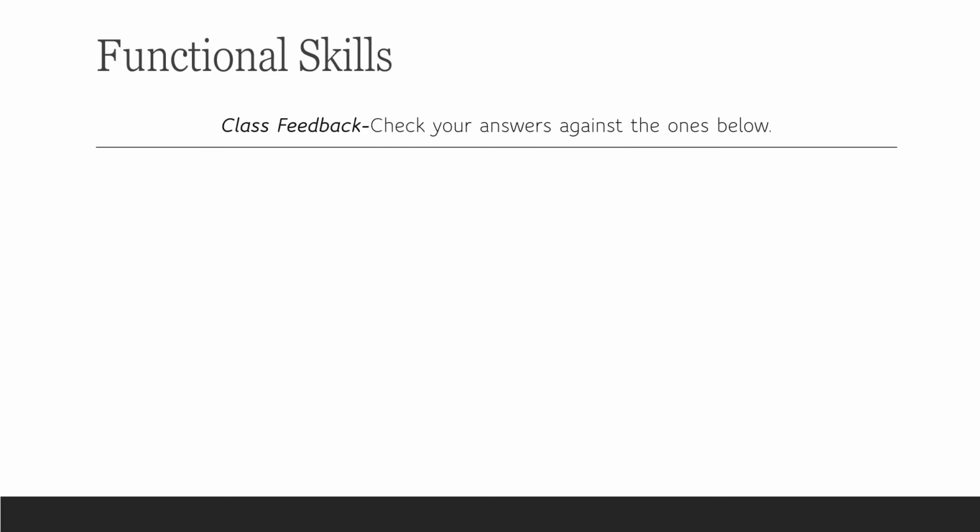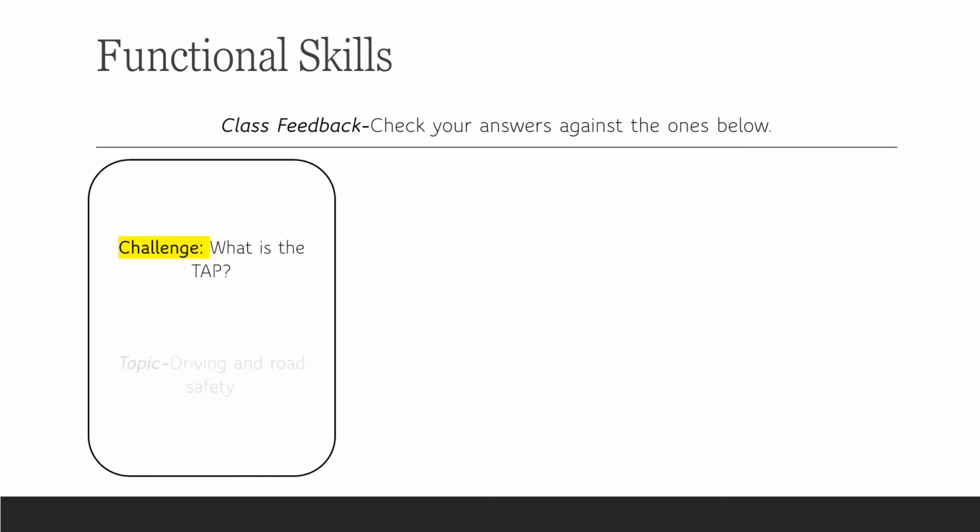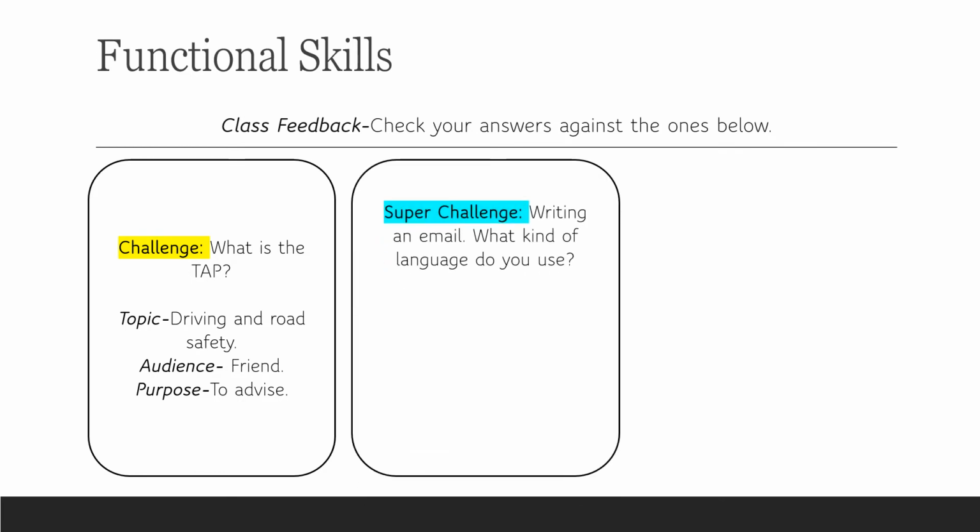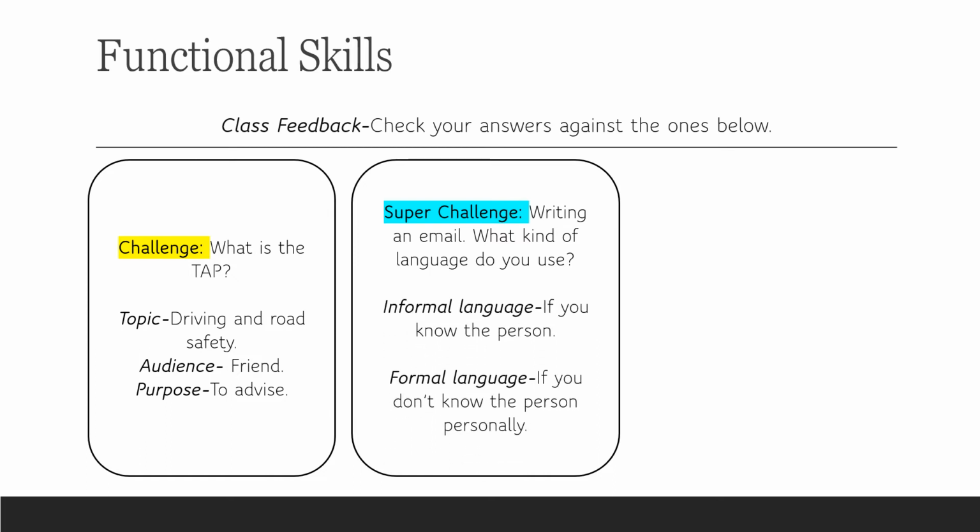Class feedback. Check your answers against the ones below. So as we said before then, the TAP of the question is driving and road safety. That's the topic. The audience is a friend and the purpose is to advise. So for writing an email, what kind of language should we be using? So informal language if you know the person, formal language if you don't know the person personally.